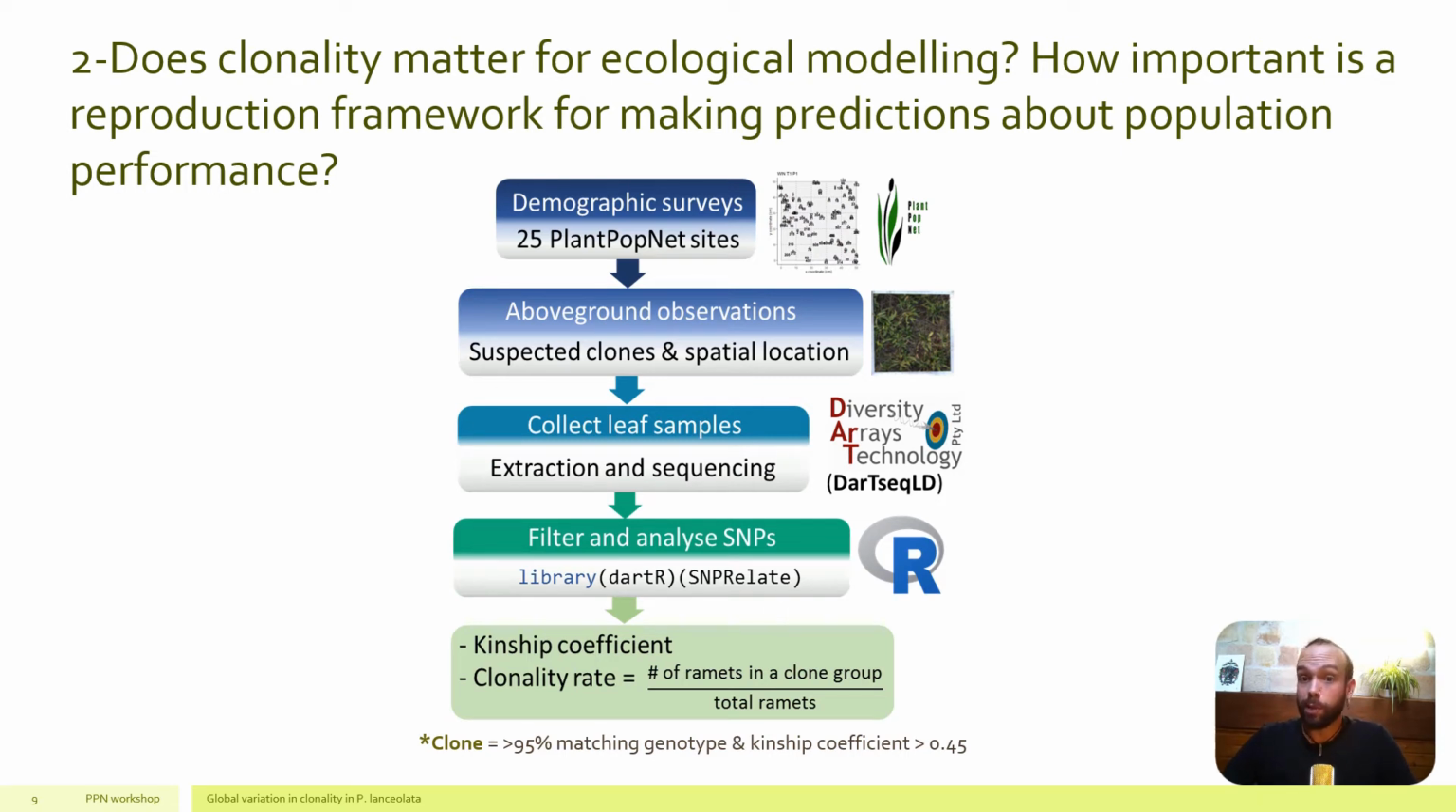However, the development and price drop of molecular analysis has allowed progress in this area in recent years, and indeed this is the method that we are going to use to assess clonality in our populations.